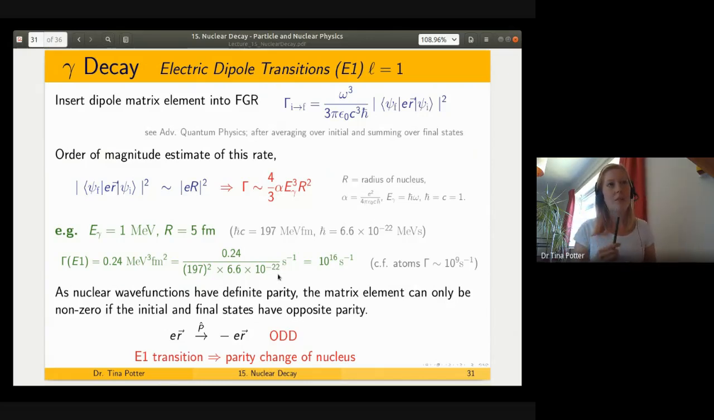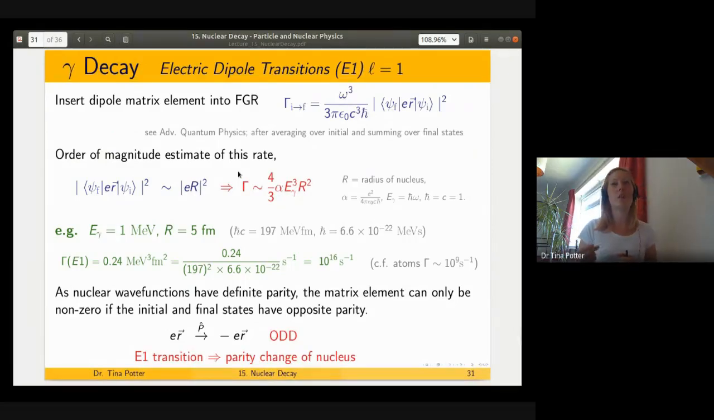We have a 1 MeV photon typically and a 5 femtometer radius nucleus. That means that for the transition rate for this electric dipole transition, we can plug those numbers in for this basic estimate of the rate. It should be happening about 10 to the 16 times per second. Very, very quickly. Very, very short decay times. So these electric dipole transitions are happening very, very quickly.